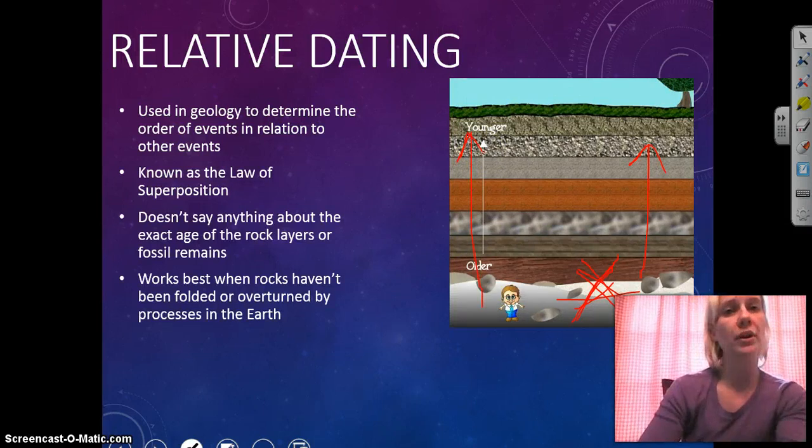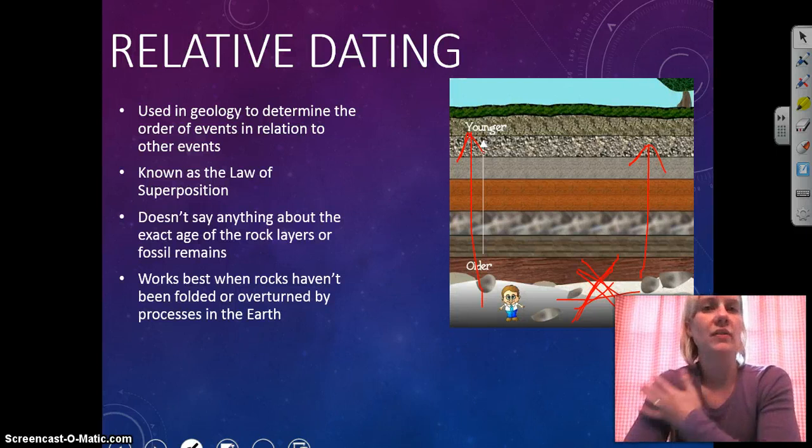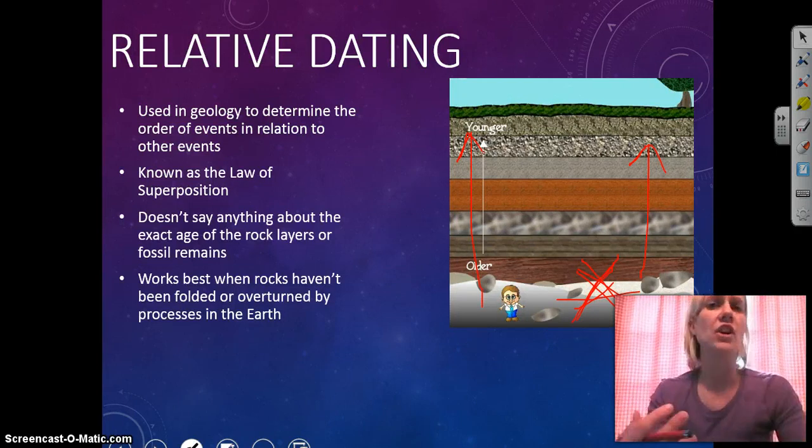So if you have an older brother or you have a younger brother, you wouldn't have to tell me your age. When you said I have an older brother or I have a younger brother, I could kind of figure out about where you fall in terms of your age.